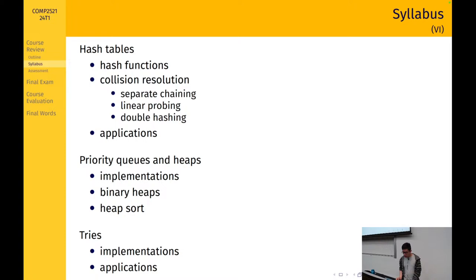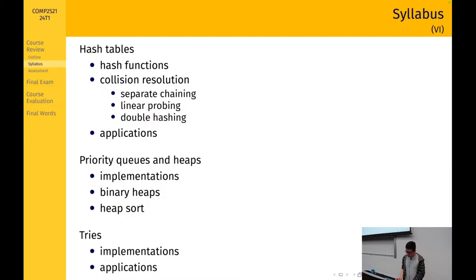We saw that since this uses a lot of memory, we looked at some other methods to reduce the memory usage, but the drawback of those methods is that they take more time to search. So once again, there's a trade-off between time and space. Then we looked at some applications of tries.